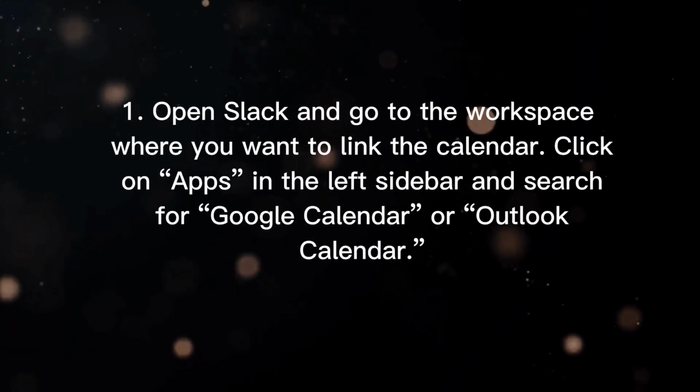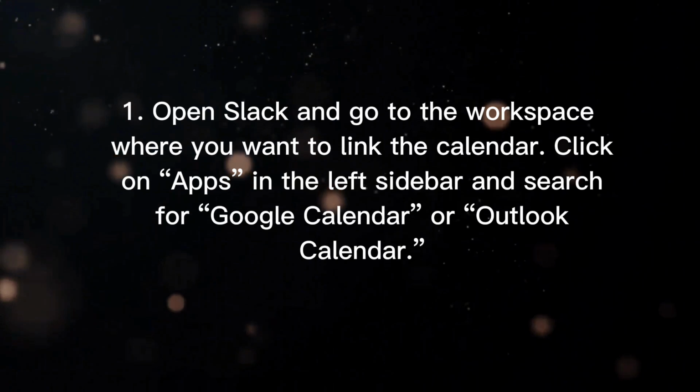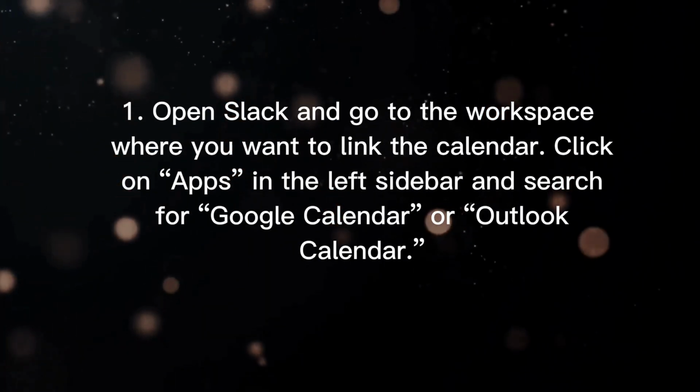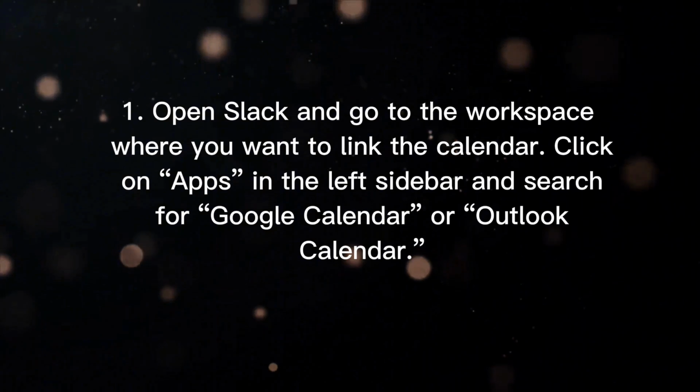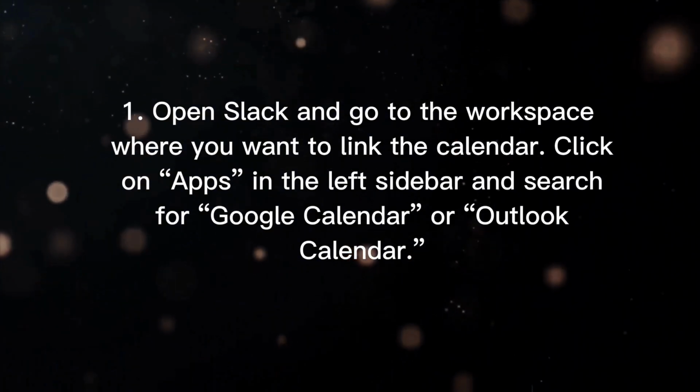1. Open Slack and go to the workspace where you want to link the calendar. Click on Apps in the left sidebar and search for Google Calendar or Outlook Calendar.